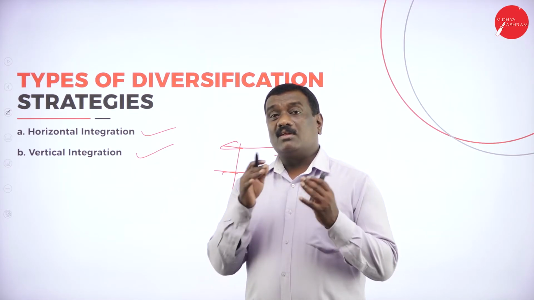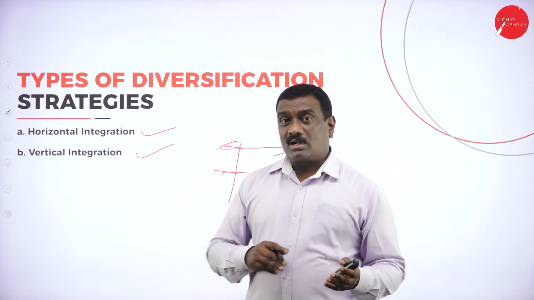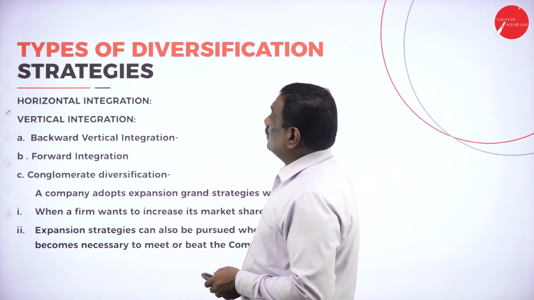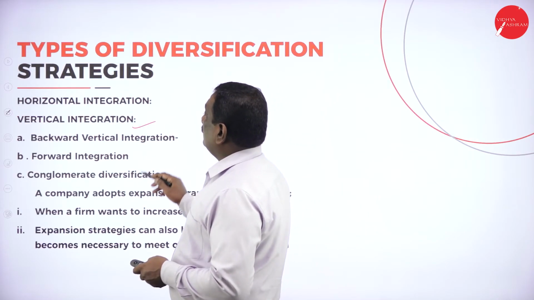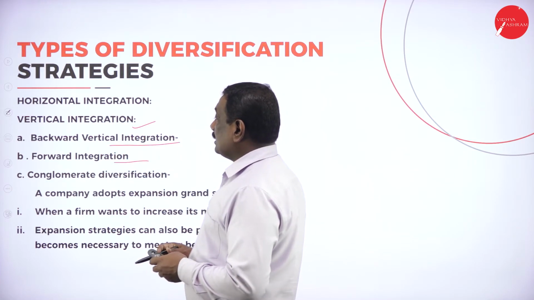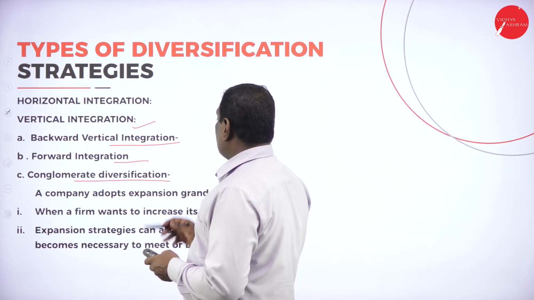So in this case the manufacturer will be taking the distribution also, he will be manufacturing the products along with distributing his products also. So under vertical integration we have backward vertical integration and forward integration. The third one is conglomerate diversification.